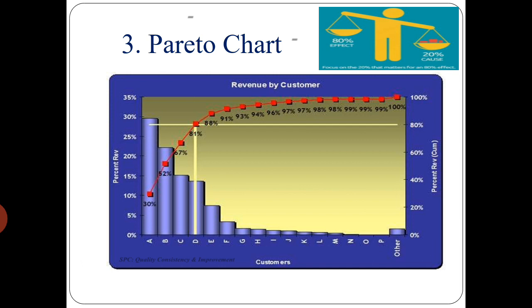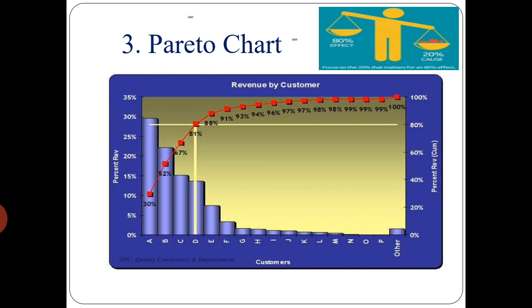So there are n number of customers, A, B, C, D, E, say up to P, Q. The percentage of revenue from each individual customer is represented in this chart. First one, A, is contributing 30% of the revenue. The second one, B, is contributing around 22 percent. Like that it goes.